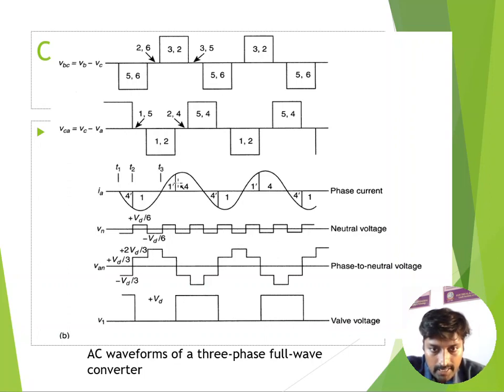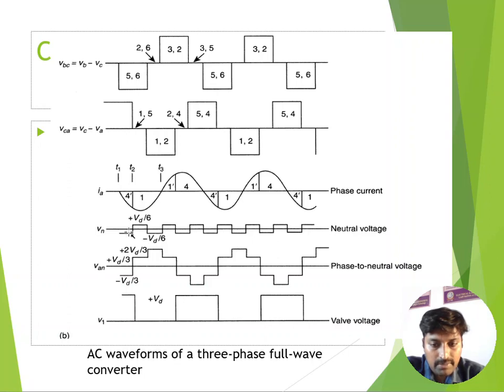Here after the firing angle it comes into the 4. Like that you can represent the phase current. So these are the neutral current with a magnitude of Vd by 6. So once you write VAN, same concept. For phase to neutral voltage means VA minus VN. Here in the previous slide VA is there, here VN is there.